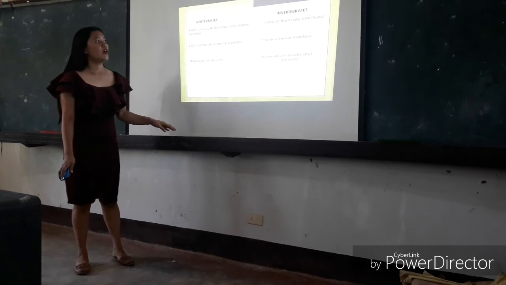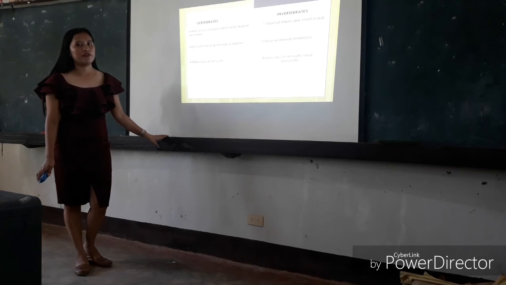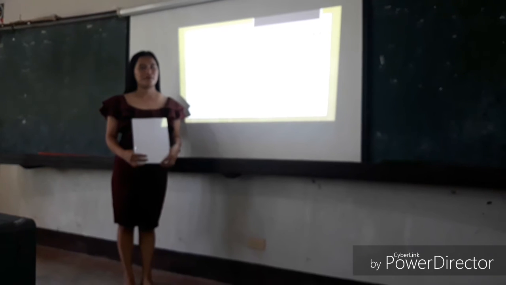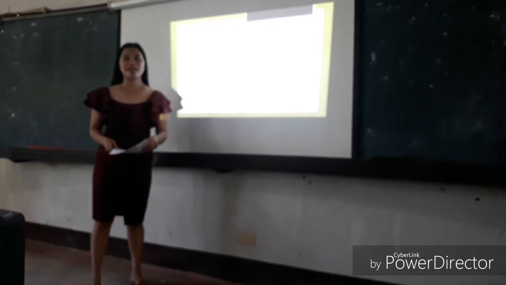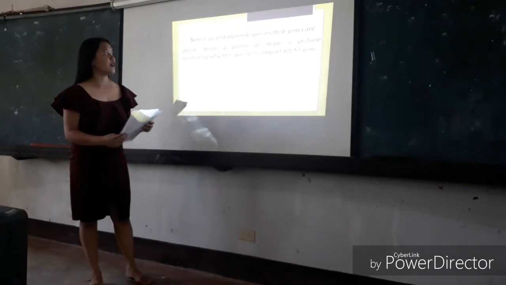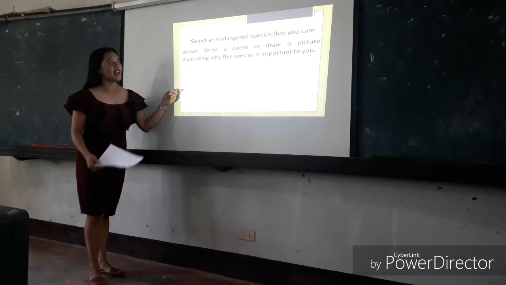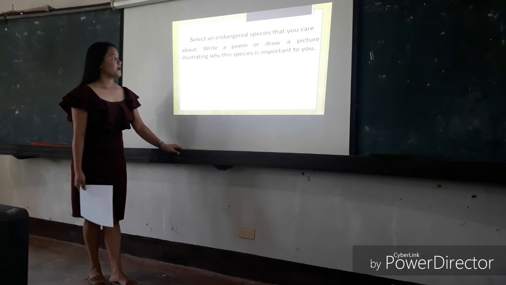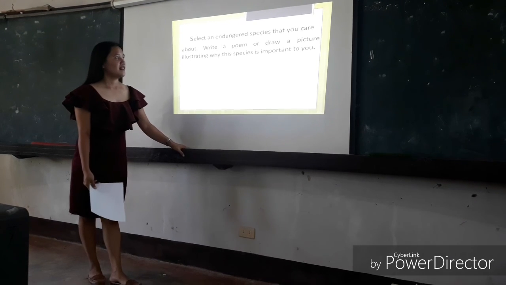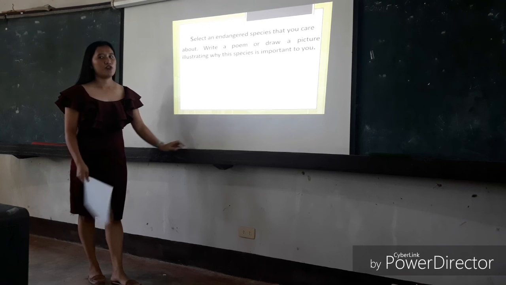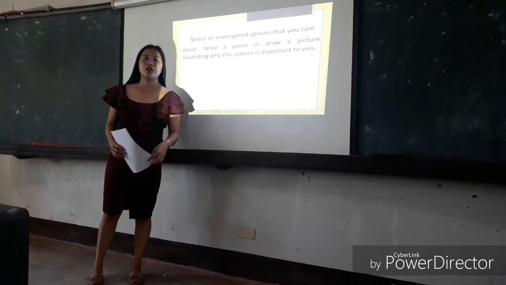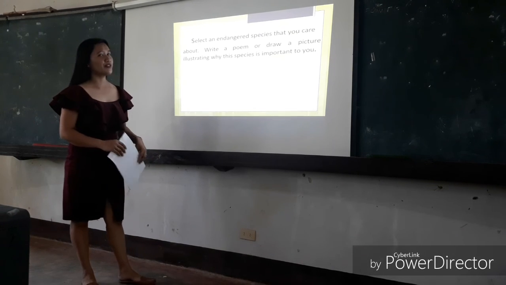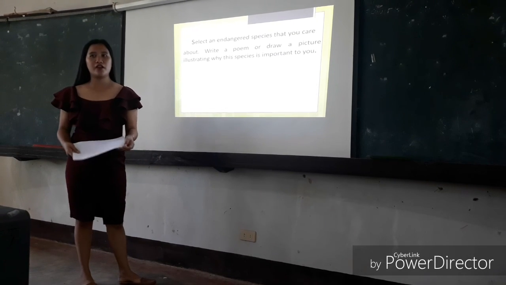Okay, very good. So, you already know the difference between vertebrates and invertebrates. Now, you will be provided a sheet of paper, and what you are going to do is select an endangered species that you care about, and write a poem or draw a picture illustrating why this species is important to you. I will give you 5 minutes to do your activity. Okay, are you done? Pass all your papers to the front.